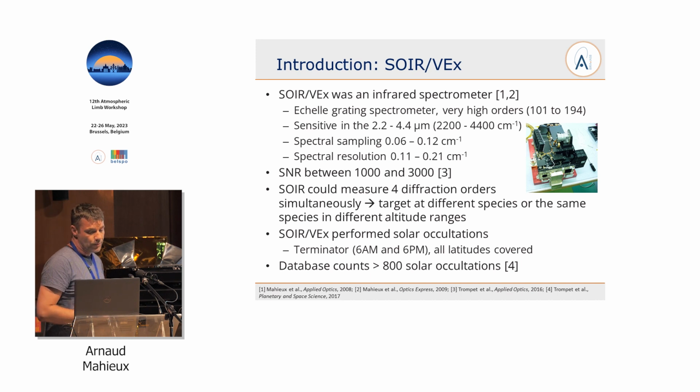SOIR was only performing solar occultations, so all the data I'm going to show today are always at the terminator, but covering all latitudes from pole to pole. And we have a bit more than 800 solar occultations that were taken during the whole mission.